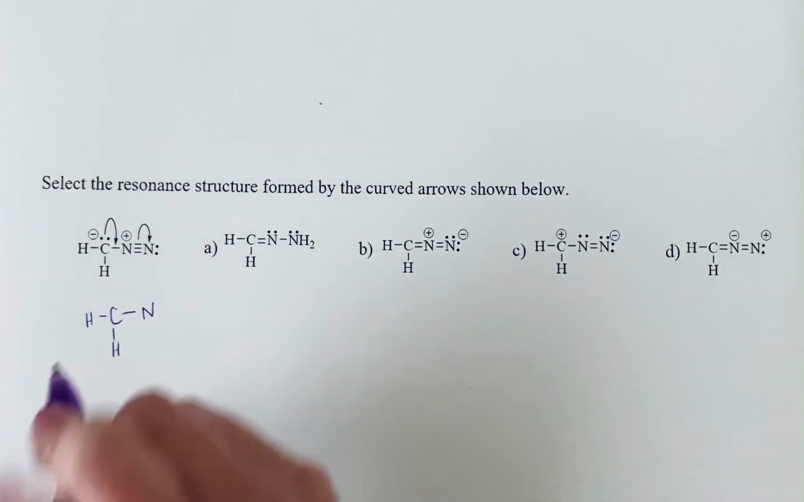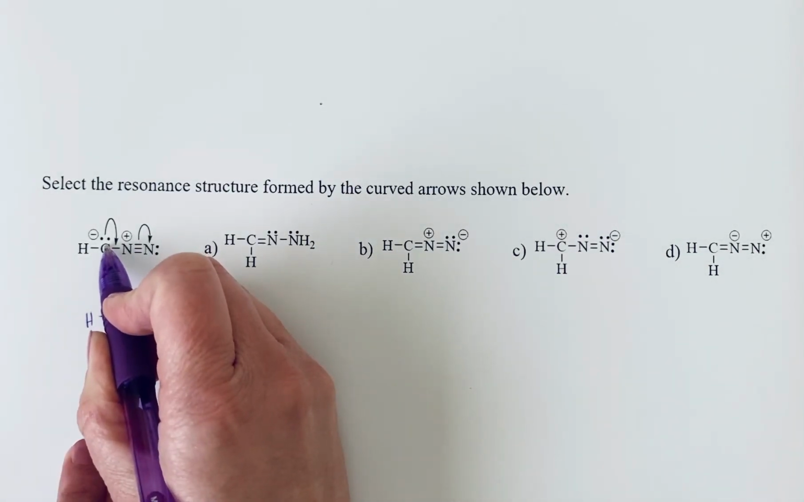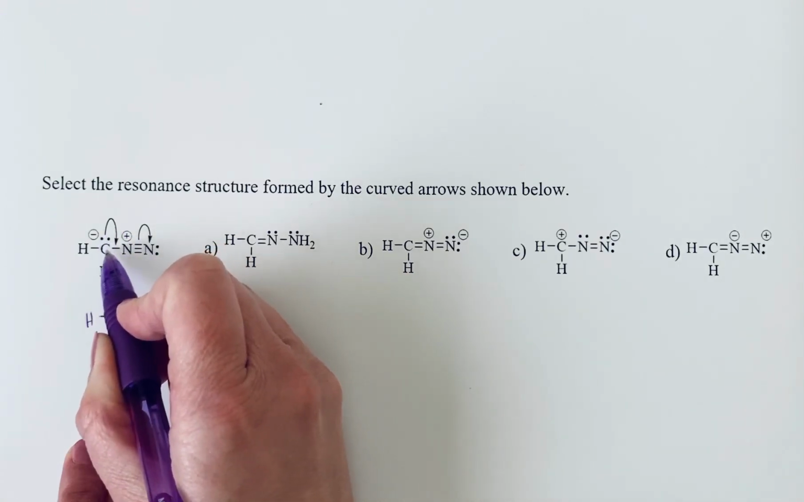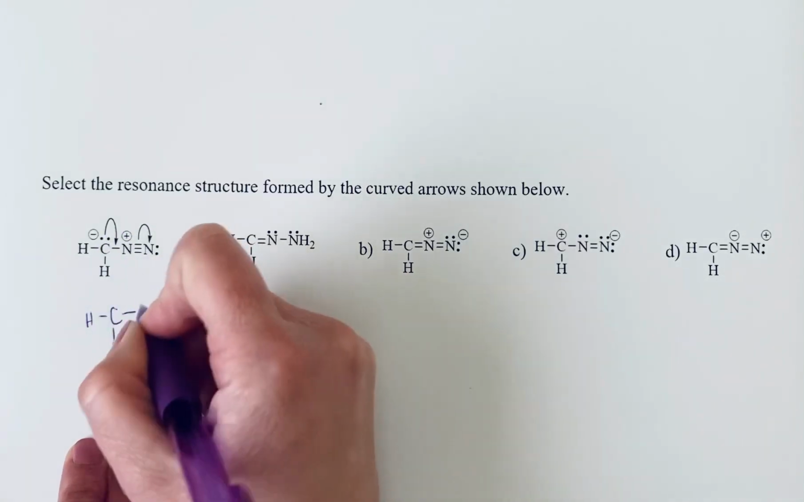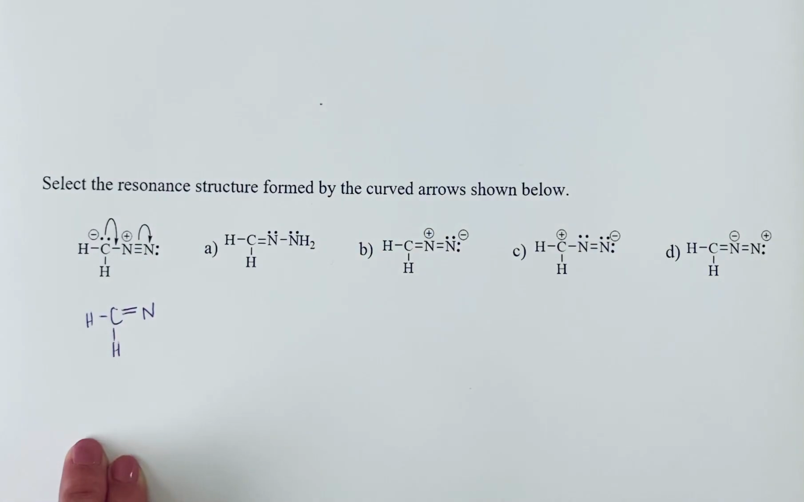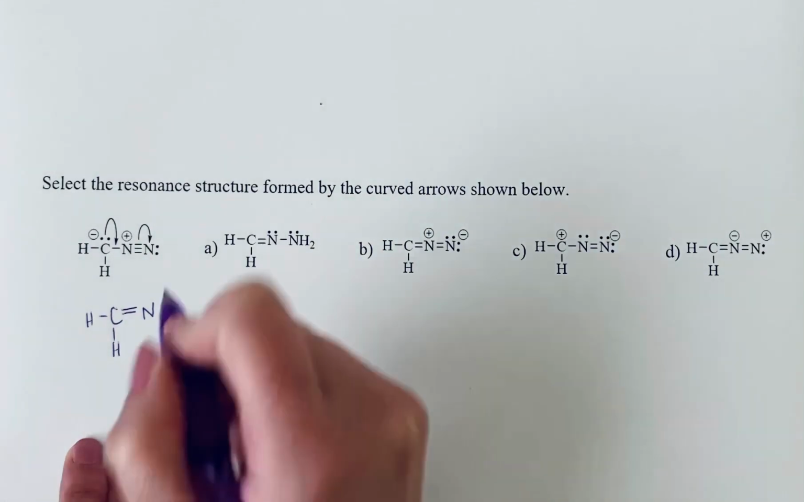And so what we see here is we started with a lone pair on this carbon and we moved it in between the carbon and the nitrogen. So that indicates that we are forming an additional bond between those two atoms.